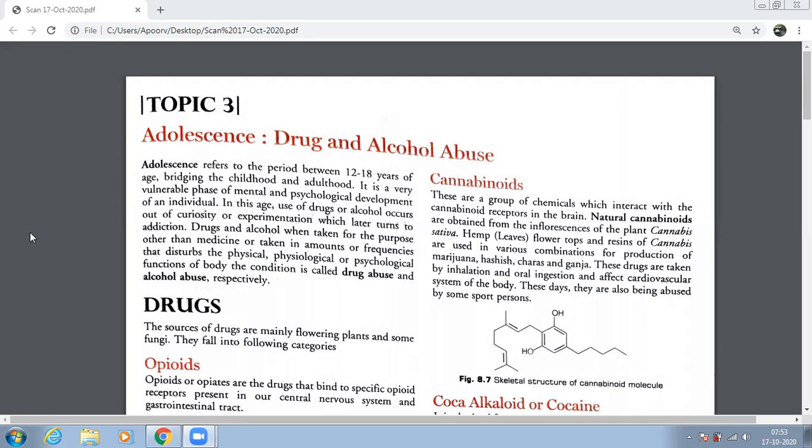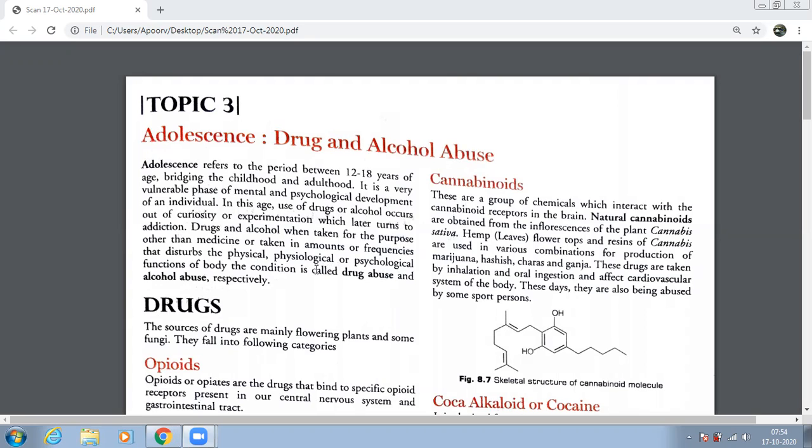Drugs and alcohol when taken for the purpose other than medicine, or taken in amounts or frequencies that disturb the physical, psychological and physiological functions, is what we call drug abuse and alcohol abuse. So there are 2 parts of drug abuse or alcohol abuse. Number 1, if somebody is taking the drug for a reason other than medicine. It is not a medicine prescribed by some practitioner. It is simply that a person is taking it for a reason other than medicine.